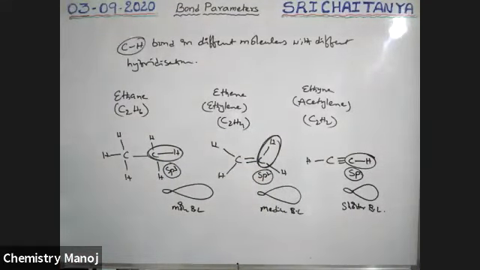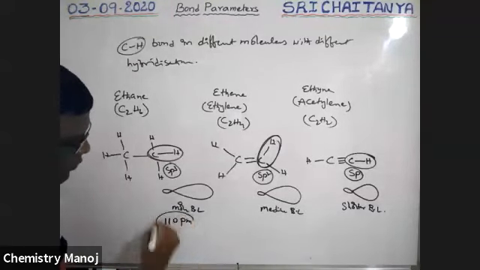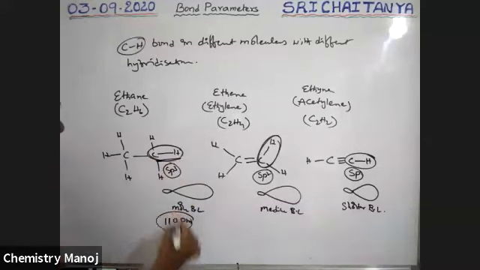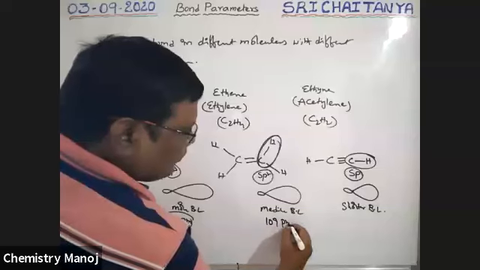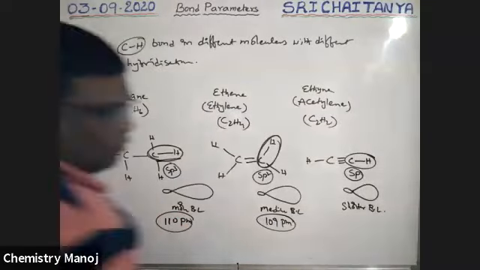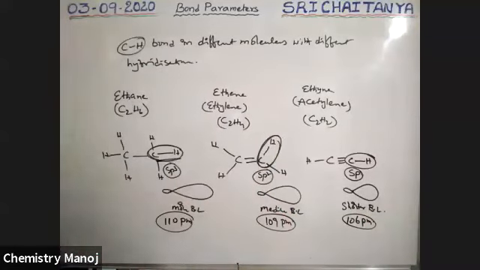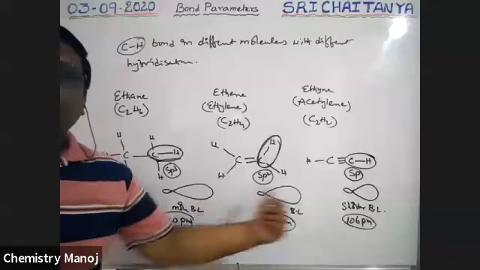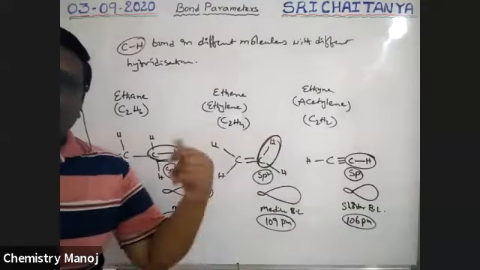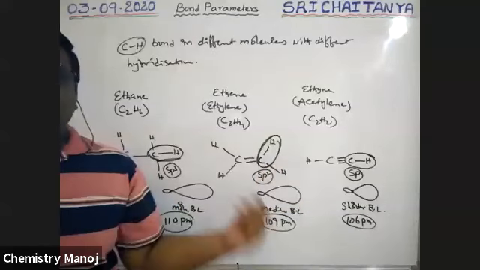See here, the CH bond length is 110 picometers. Here 109 picometers. There it is 106 picometers. That means if hybridization is different, bond length depends on that hybrid orbital. If hybridization is the same, molecules are different, and bonds are the same, then bond lengths are also the same.